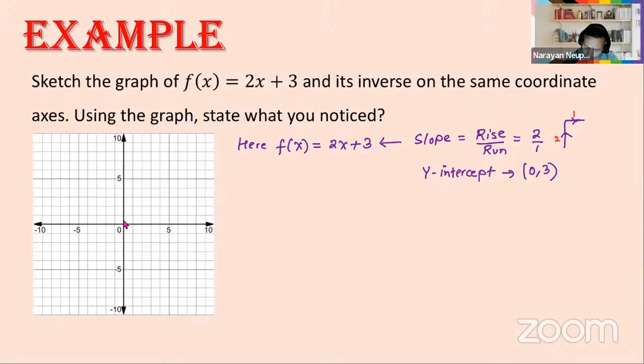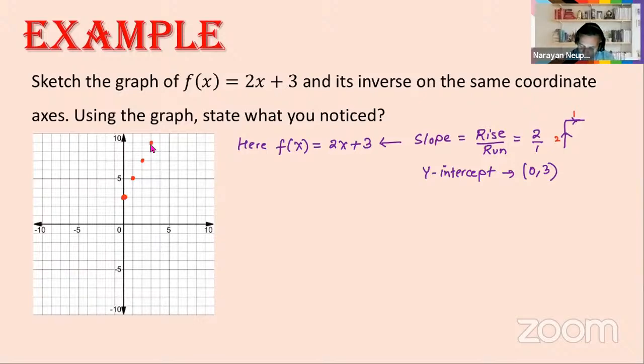The point (0, 3) is here. Let me use the red dot there. Okay, that's (0, 3). Because the slope is 2, we go 2 units up and 1 unit to the right, and that is this point. You can follow the same process and get a few more points: 2 units up and 1 unit to the right, like that.